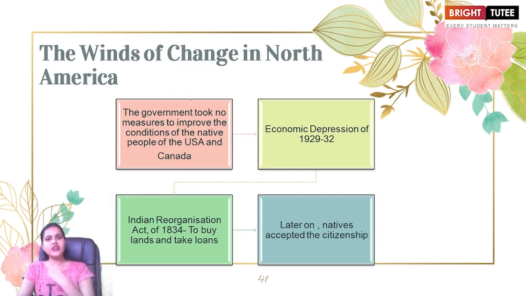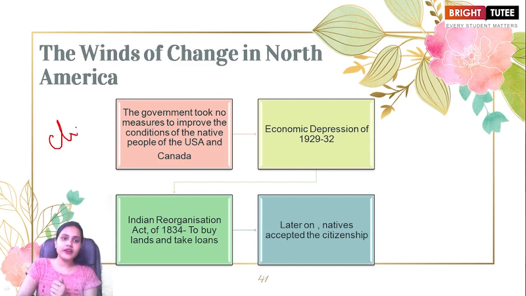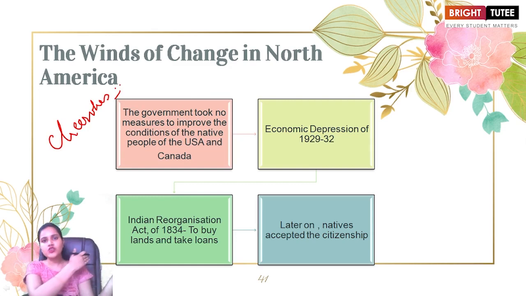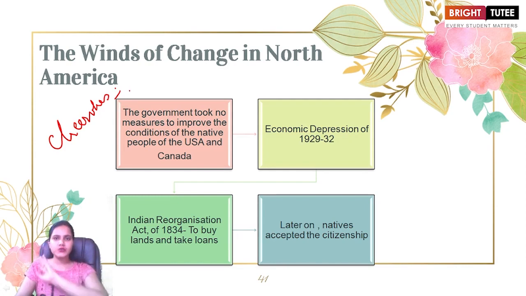Here we see that the government took no measures to improve the conditions of the native people of the USA and Canada. We have already taken the example of the Cherokees, one of the earliest known tribes, who lived in a different manner and had their own distinct style and culture. The government was not taking any measure to improve the condition of all the native people living in the regions of USA and Canada.